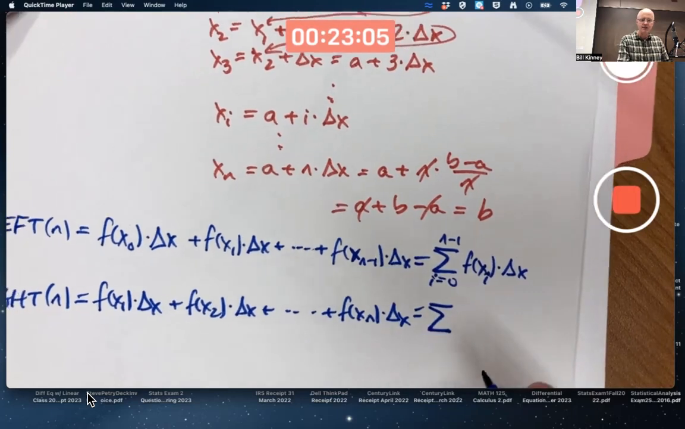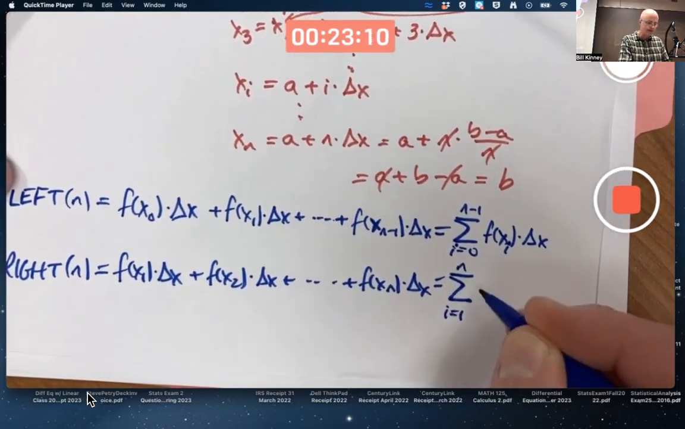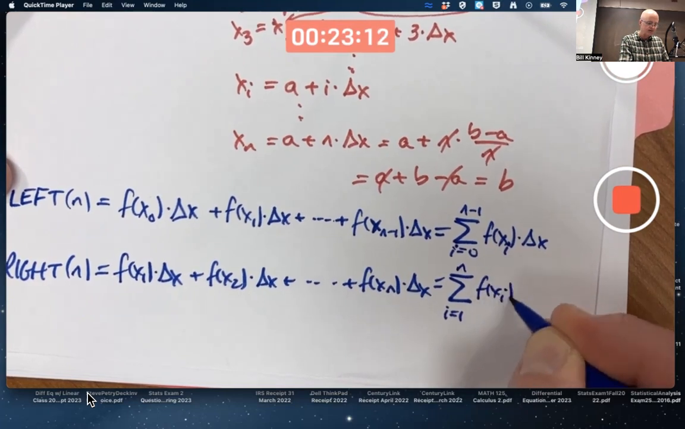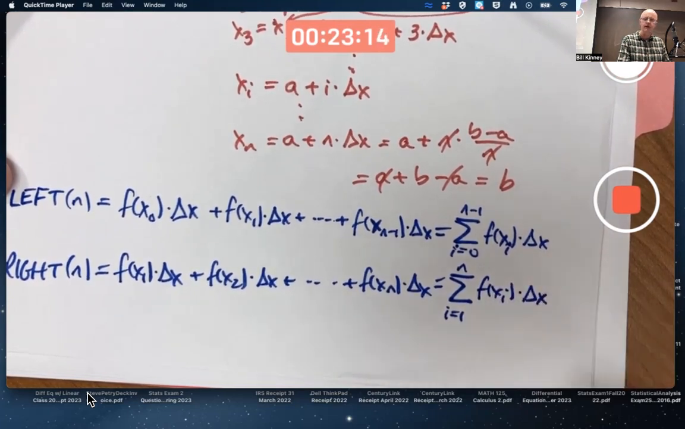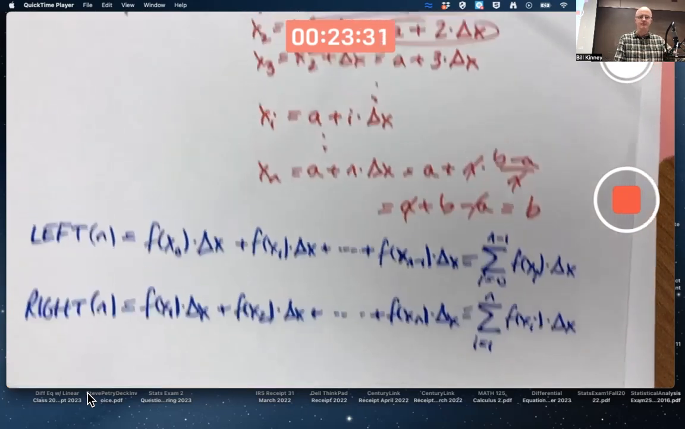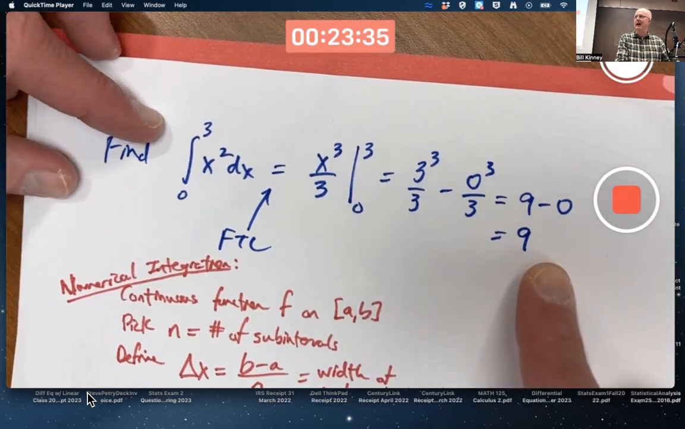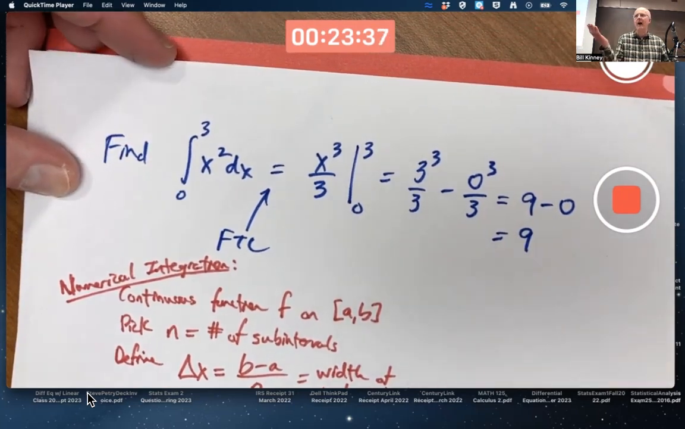The right-hand sum is very similar, except start i at 1 instead of 0 and go up to n instead of n minus 1. So a very similar kind of thing. Let's go ahead and do this for our example. For this integral where we know the answer is 9, let's see how good the answers are when, say, n equals 5, for example.